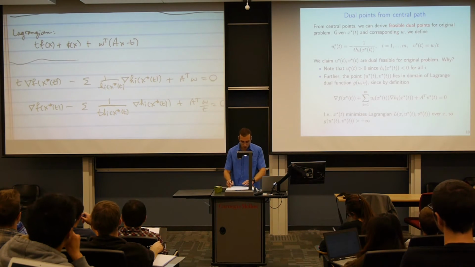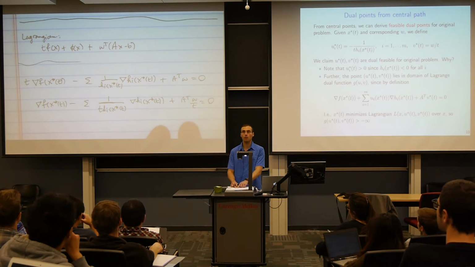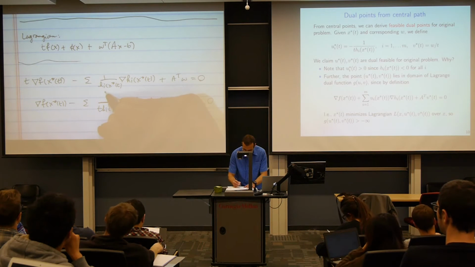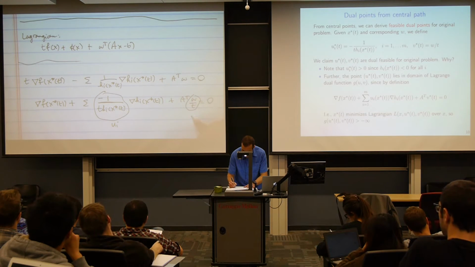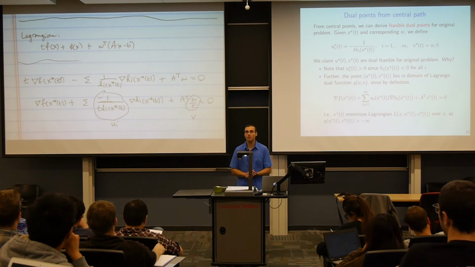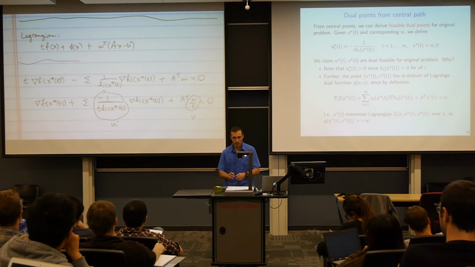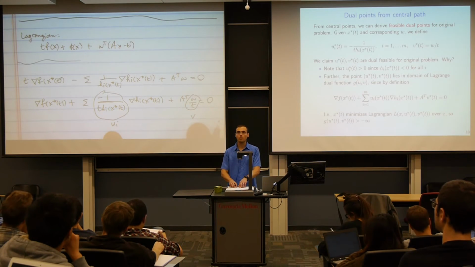And now you can see all that we've done is we said, hey, this looks a lot like the stationarity condition for our original problem, right? If I defined this to be ui and this to be v, then this looks like the stationarity condition for our original problem. That's all we've done. Okay, so we've said that with these definitions of dual variables, we have feasible dual points for our original problem.